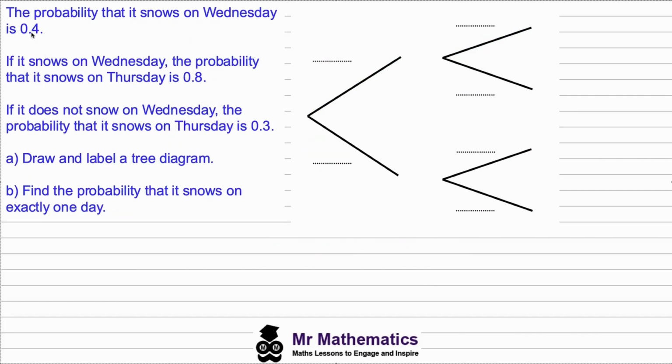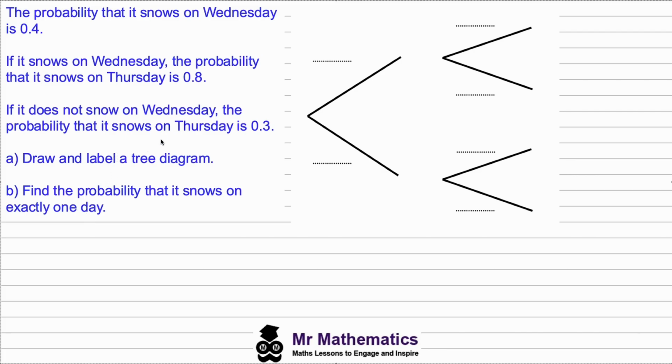So now we're told the probability that it snows on a Wednesday is 0.4. And if it snows on a Wednesday, the probability that it snows on a Thursday is 0.8. If it does not snow on a Wednesday, the probability that it snows on a Thursday is 0.3. We've been asked to draw and label the tree diagram, and then to find the probability that it snows on exactly one day. So do you want to try this question yourself?